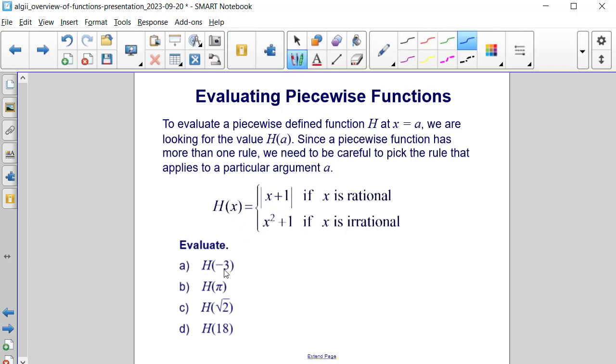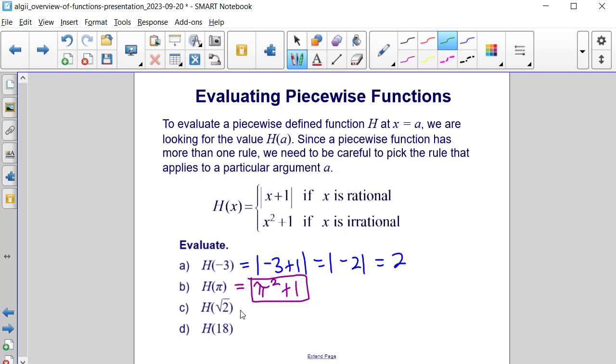So first we have h of -3. Well, -3 is a rational number. So that's going to be the absolute value of -3 plus 1, which is going to be the absolute value of -2, which is 2. Our next problem that we have is h of pi. Pi is considered to be irrational, so we're going to substitute it into the bottom piece. So that's going to be pi squared plus 1. You can leave your answer in this exact format. You don't have to fully evaluate it in a calculator, but you could if you would like to. Now let's look at the next one. We have h of the square root of 2.